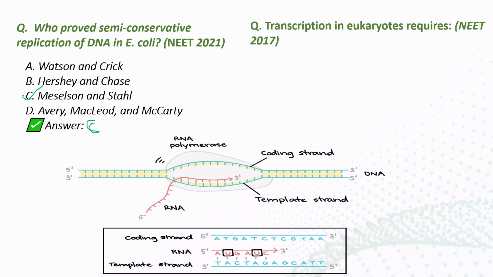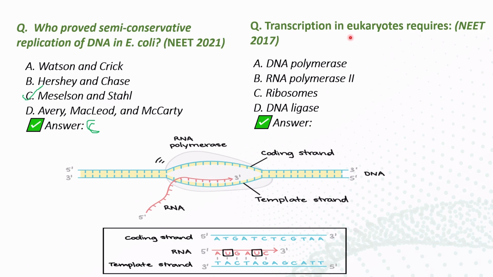After replication, we move on to transcription, right? So what is transcription? It is the formation of RNA from DNA, that is, the formation of RNA molecules from the DNA itself. This is the transcription process. If we see the question they have given: transcription in eukaryotes requires... We know transcription occurs in both eukaryotes and prokaryotes.